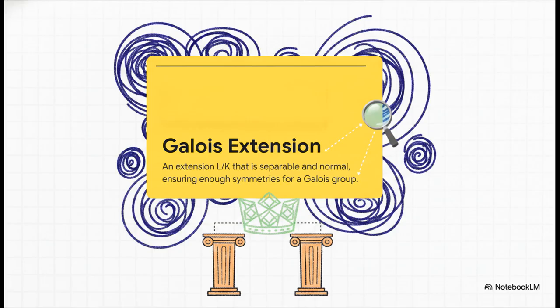But here's the catch. If you have a field extension, let's call it L over a base field K, it can't just be any ordinary extension to earn that Galois title and grant us access to those symmetries. It absolutely requires two foundational pillars to work. It has to be both separable and normal. You literally need both of these conditions met simultaneously to guarantee the extension has enough valid field automorphisms to form a Galois group. Let's break down exactly what these two ingredients mean in practice.